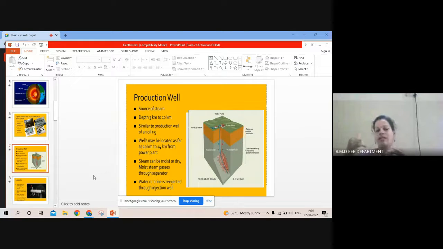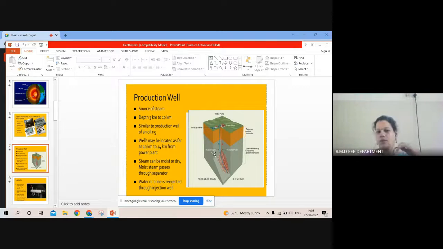In the diagram it is very clear: this is the production well, and here the power plant is located. A suitable location for digging the production well will be around 10 to 14 kilometers from the power plant. Once the production well has been created, through that well we place the pipes, and then water or brine is injected through the production well pipes.